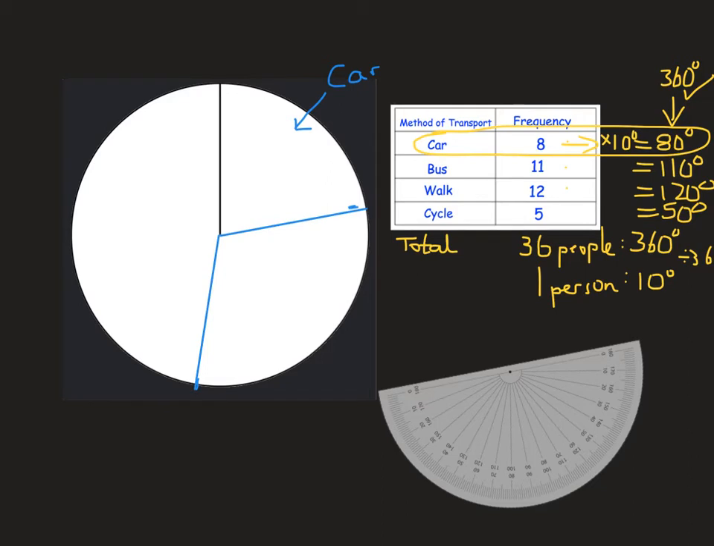And that's my second part. So that is obviously for bus. As expected, it should be a bigger section than car because it is more. And this is the same routine I follow.